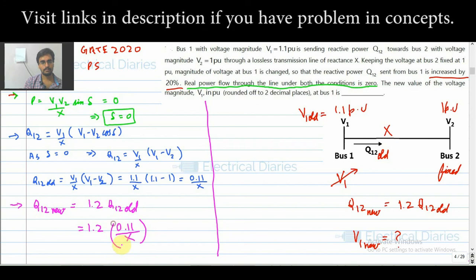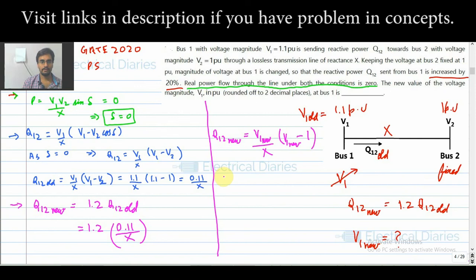Okay, so this is what we get from the question. Now what he's asking is that we have to find the V1 new. So we have to use this relation. So Q12 new can be written as V1 new by X, line remains same, V1 new. V2 is never changed, that is, it is given that V2 is fixed, so it's 1 only, and cos delta is 0, so that is also 1, so it will be this thing.